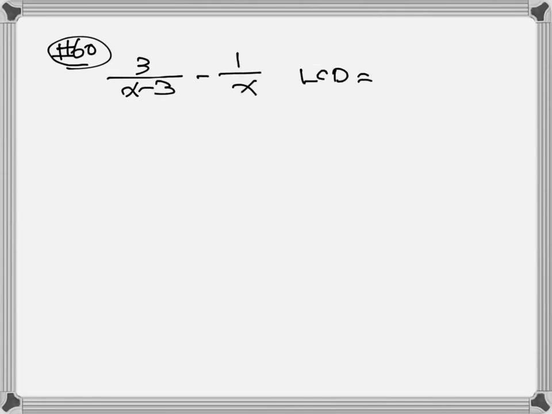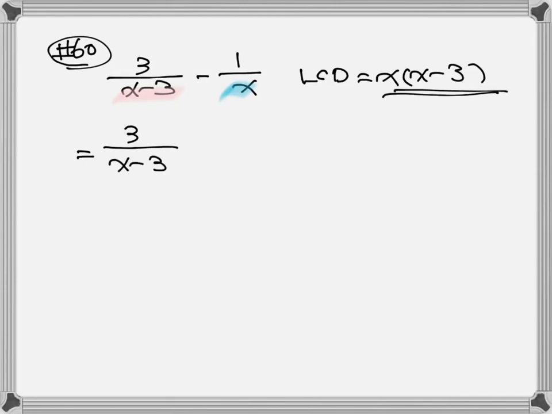Now let's look at number 60. We have 3 over x minus 3, minus 1 over x. Least common denominator. This one has only x, so I want that x. This one has only x minus 3, so I want that x minus 3. So that's my least common denominator. Bring down my first fraction, x minus 3. Here's going to be my least common denominator, so I'm missing an x, so I'm going to multiply x to the top and the bottom.